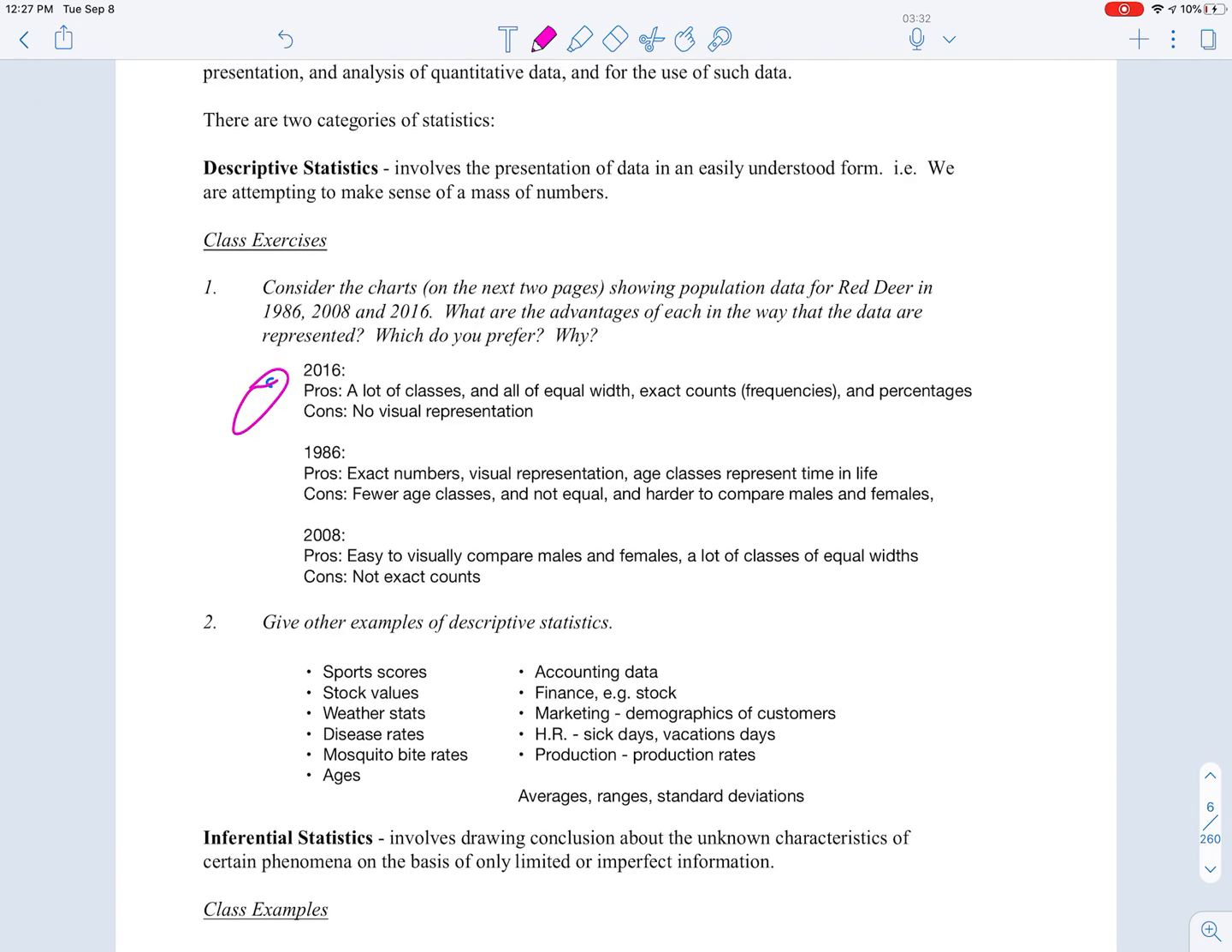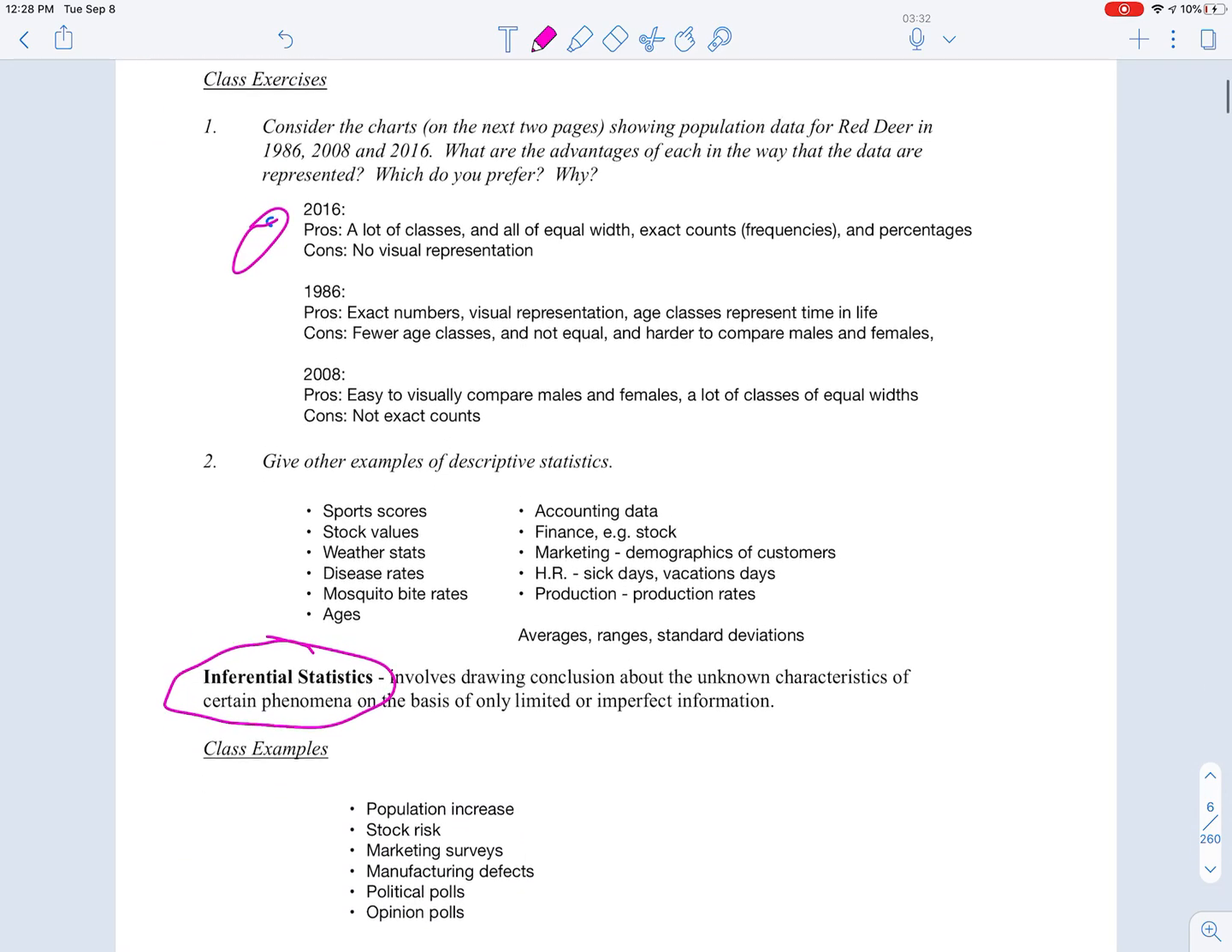Inferential statistics. So remember, we've been talking about descriptive statistics up here. Now we're going to take a look at inferential statistics, which actually builds on descriptive statistics. It involves drawing conclusions about the unknown characteristic of certain phenomena on the basis of only limited or imperfect information. What that really means is taking a sample, and then based on that sample, making informed statements about everybody or the whole population, whatever that is. Like a poll, like an election poll, right? So you sample 1,000 people, and then you come up with an estimate as to who's going to win the election. Here's some examples here.